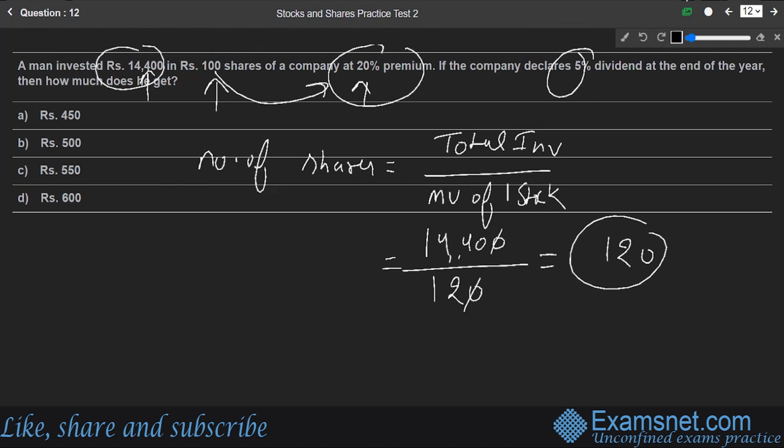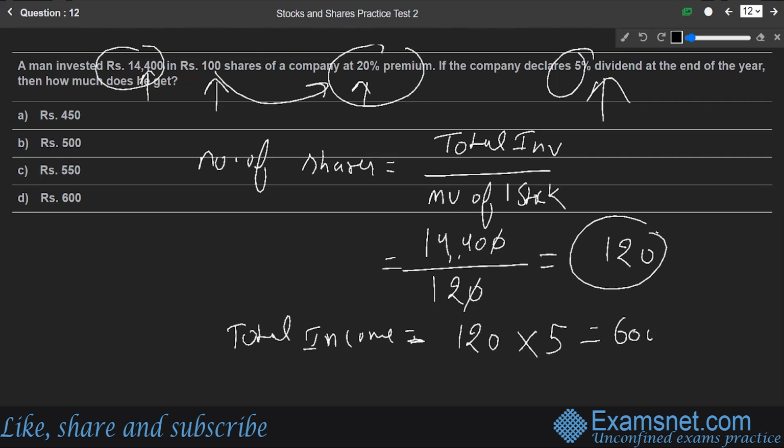Now each share will be giving a dividend of 5%. That is, if the face value is 100, the dividend will be 5% of 100, that is 5 rupees. So 5 rupees is being received as an income on one share. We have got 120 shares. So total income will be nothing but total number of shares 120, income on one share is 5 rupees. So 120 into 5, that is 600 rupees. So that is the total income, 600 rupees. Option number D is the right answer.